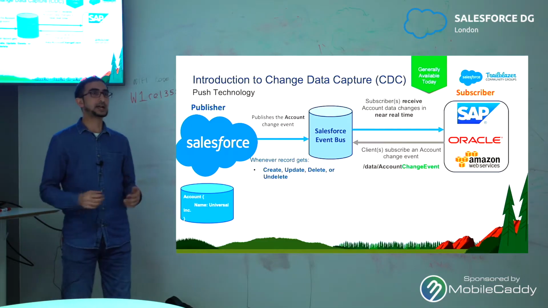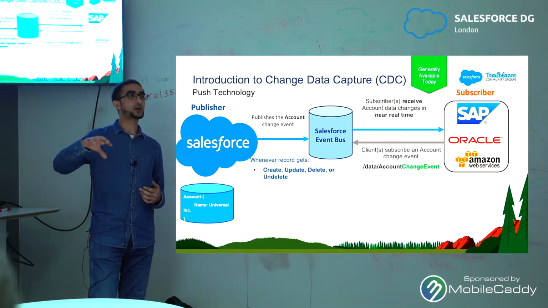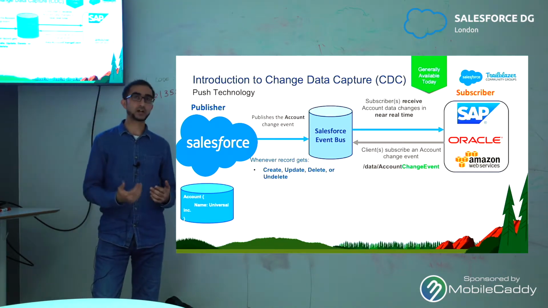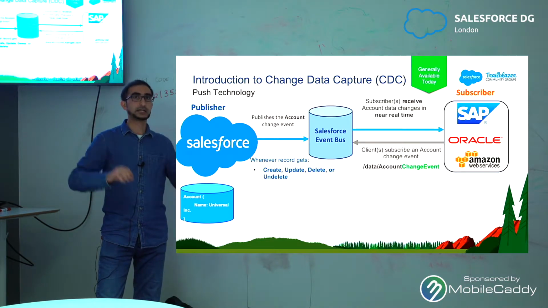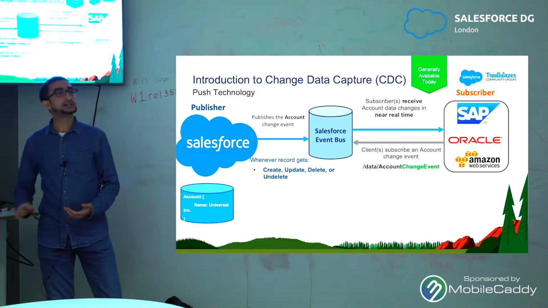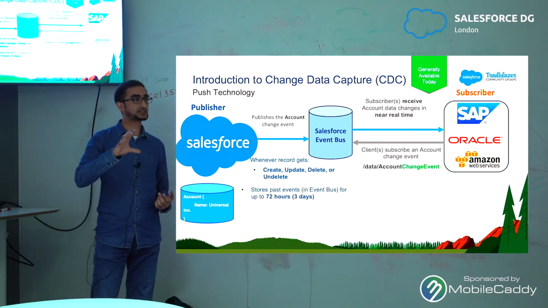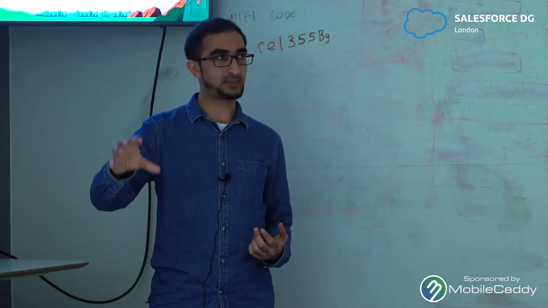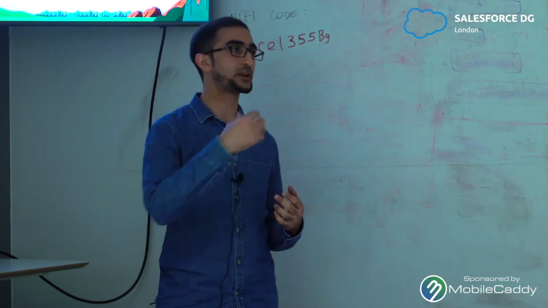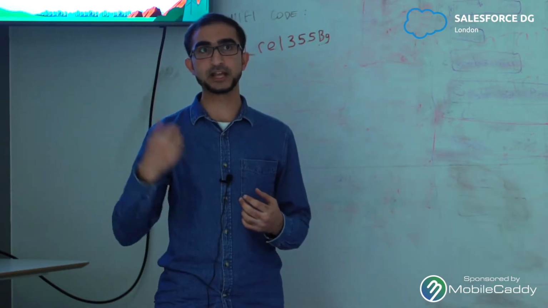Now this is great, but what if a subscriber somehow goes offline? With change data capture you don't need to worry, because change data capture is built on platform events, so they share the same characteristics. With change data capture, Salesforce stores those change events in the Salesforce event bus for the last 72 hours. So for the last 72 hours you can always go back and replay your change events.